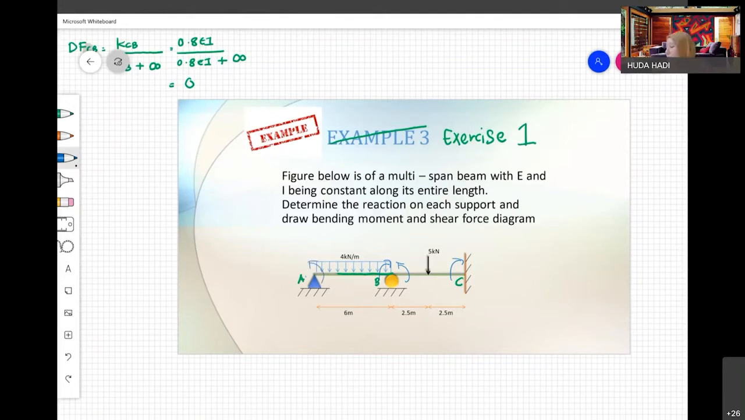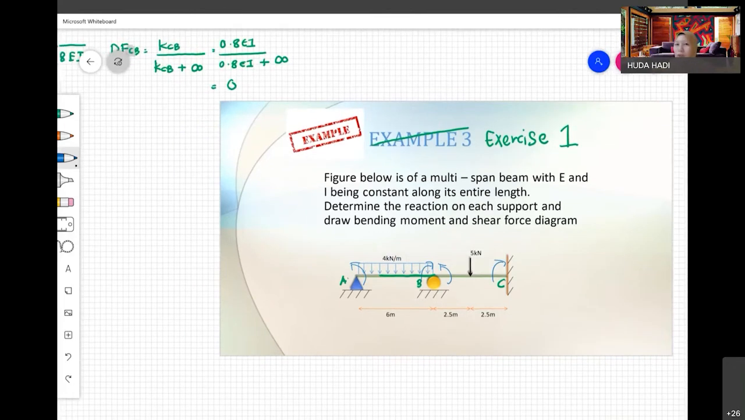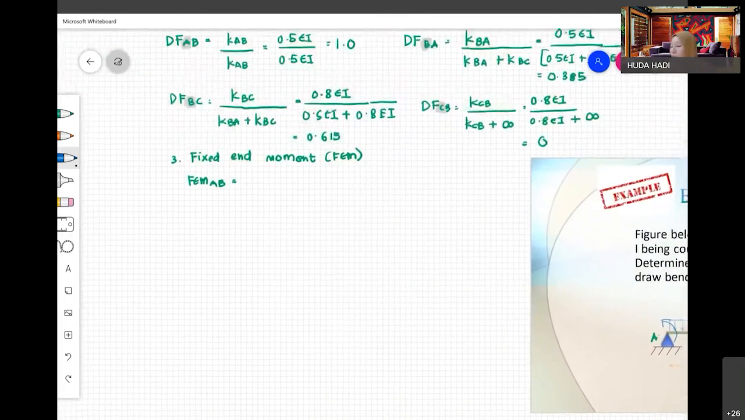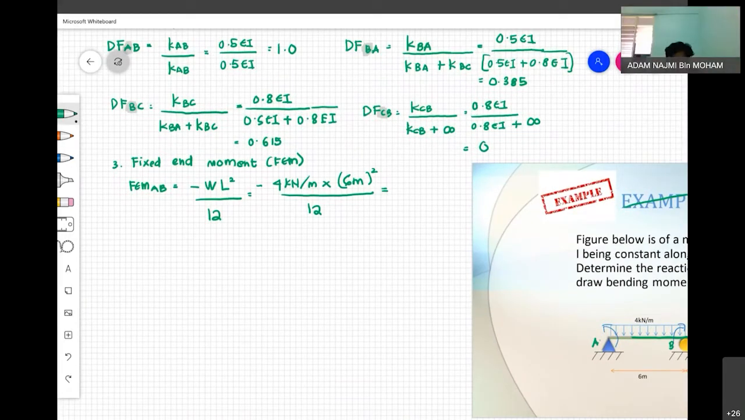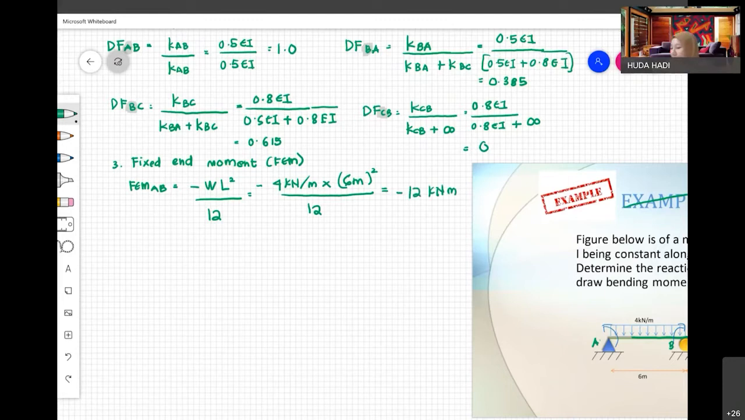So FEM AB, so kita tengok dekat support A lah. So kita assume dia counterclockwise. Okay. Therefore dia akan jadi negatif. And then you look at what is the load that sit at the top of this beam AB ni, UDL. So negative WL square over 12. Okay, that is the formula. Berapa? 12. Okay, so negative 12, jangan tinggal negatif. Then we have FEM BA.